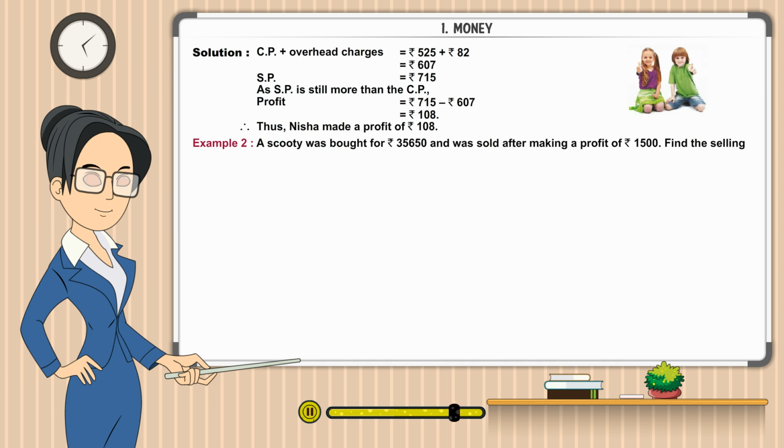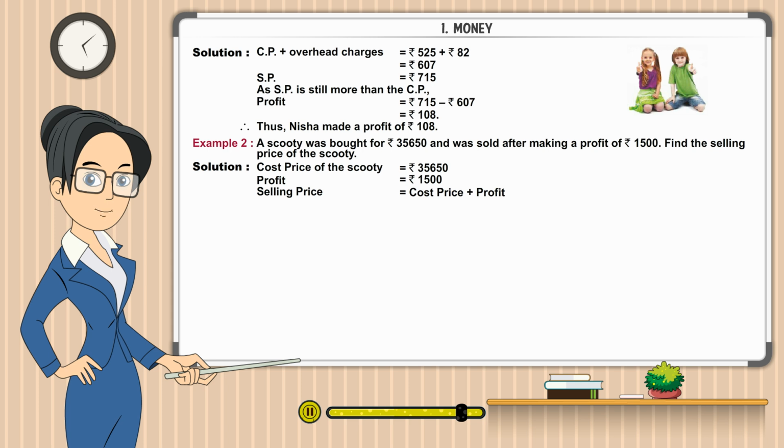Example 2. A scooty was bought for 35,650 rupees and was sold after making a profit of 1,500 rupees. Find the selling price of the scooty. Solution: cost price of the scooty is equal to 35,650. Profit is equal to 1,500 rupees. Selling price is equal to cost price plus profit is equal to 35,650 rupees plus 1,500 rupees is equal to 37,150 rupees. Thus the selling price of the scooty was 37,150.